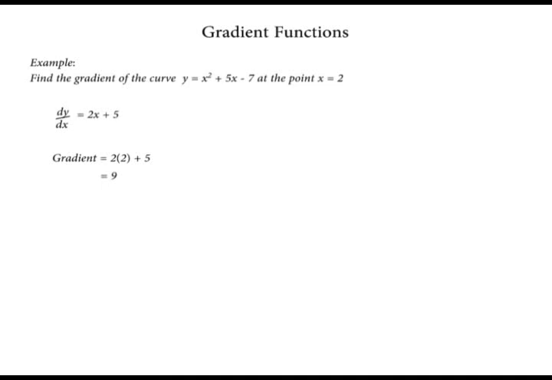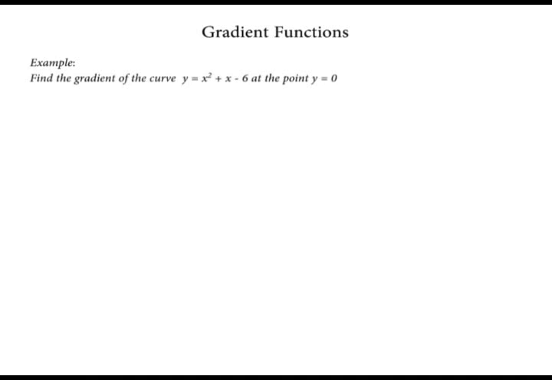Sometimes the examiner may give you the y coordinate and ask you to find the gradient. You must remember in the gradient function only the x coordinate is useful. So before differentiating, you must find the corresponding x coordinate from the equation of the curve and not from the gradient function. For example, find the gradient of the curve y is equal to x squared plus x minus 6 when y is equal to 0.